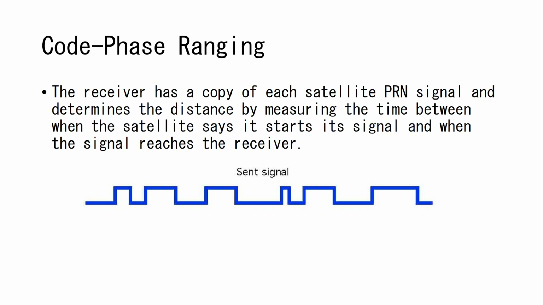So for code phase ranging, we've already kind of discussed this a little bit, and that is that every satellite has this pseudo-random noise, or PRN, signal that's unique to each satellite.